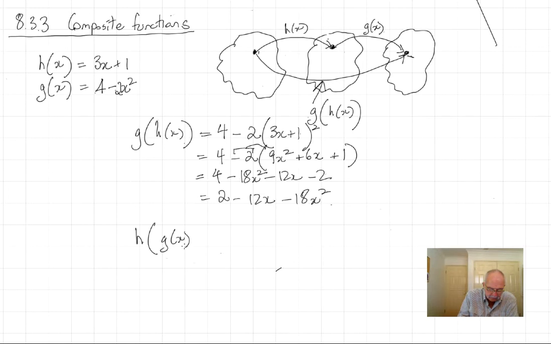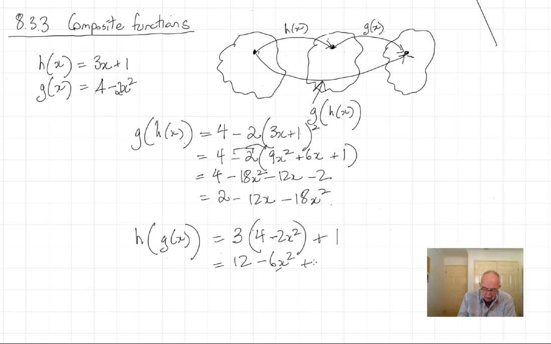What would be h of g of x? Okay. Look at the h. The h is 3 times something plus 1. 3 brackets plus 1. That's my h with the brackets there. Now inside the brackets I'm going to put g of x. g of x is 4 minus 2x squared. Remove the brackets and I get 12 minus 6x squared plus 1. And 12 plus 1 is 13 minus 6x squared.